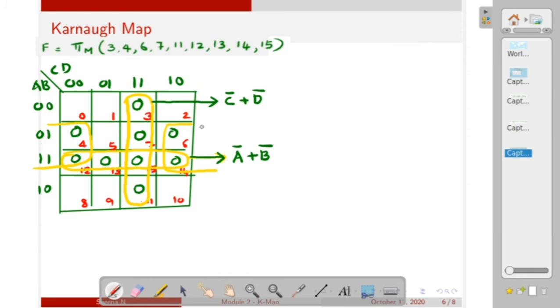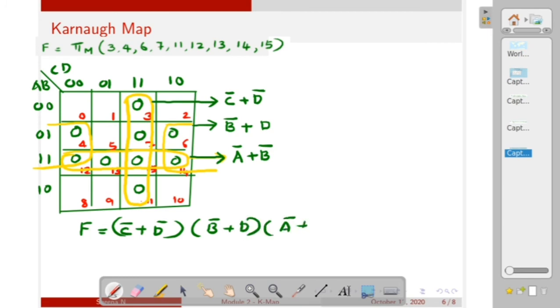Then next one is this quad. So here it is A cancelled, then B is equal to 1, that is B bar, plus 0 0 1 0, that is C is cancelled, only D is equal to 0, that means D. So the simplified expression is F is equal to C bar plus D bar into B bar plus D into A bar plus B bar.